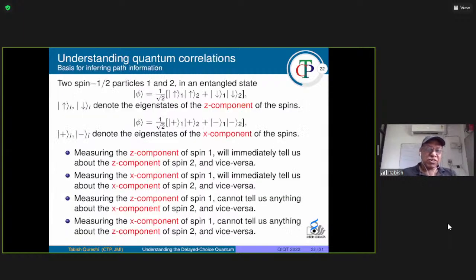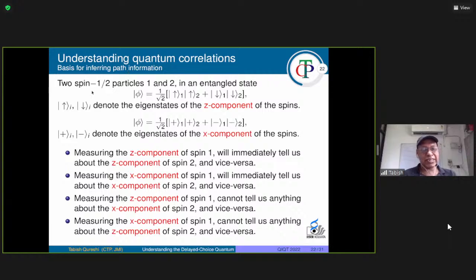So first, in order to understand what is happening and what is the physics behind this, let us try to understand what is the basis of inferring path information, because we say that state 1 tells us that particle passed through slit A, and state 2 tells us particle passed through slit B. So let us understand what is the reason for inferring that.